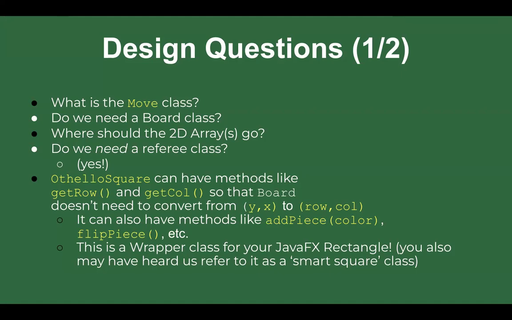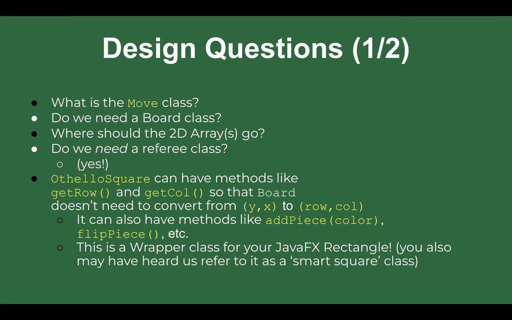Okay, here's some questions to ask yourself while you're coding or when you're getting ready to code. One really important thing is, what is the move class? Figuring out what that is, how you're gonna use it. Do we need a board class? Where should the 2D array or arrays go? Do we need a referee class? The answer to that one is yes. So we're gonna nudge you in that direction.